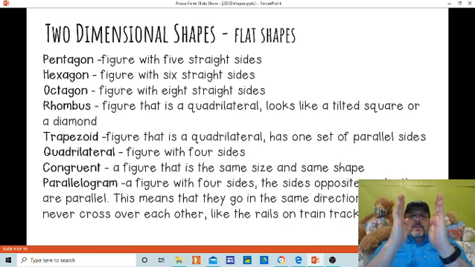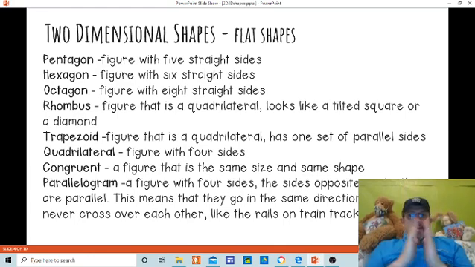They never cross. Even if the line was just slightly tilted in, eventually it's going to touch. So parallel means the lines never touch. A quadrilateral means four sides. A congruent means a figure that has the same size and same shape. So it can be congruent. That means that all the sides are the same size and shape.